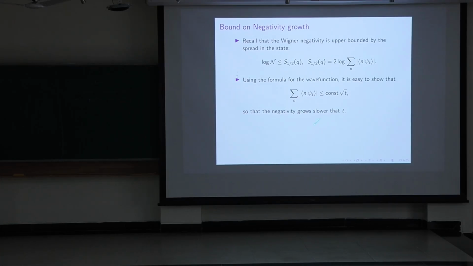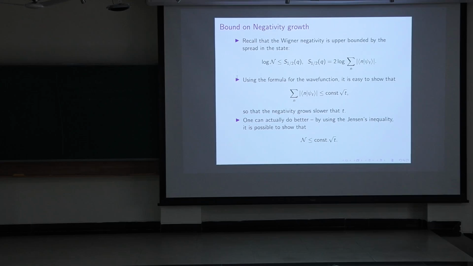The growth of the negativity can't be faster than t. Actually, one can do better than that. You can use a slightly finer argument using Jensen's inequality to show that the negativity growth is bounded by square root of t, not t. But either way, it's a power law in time.